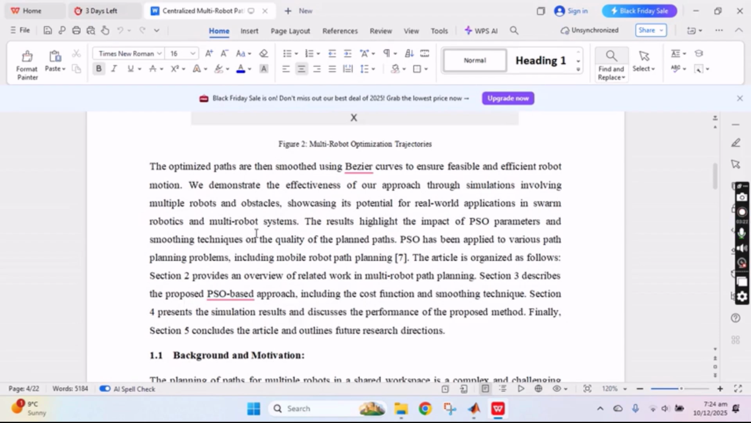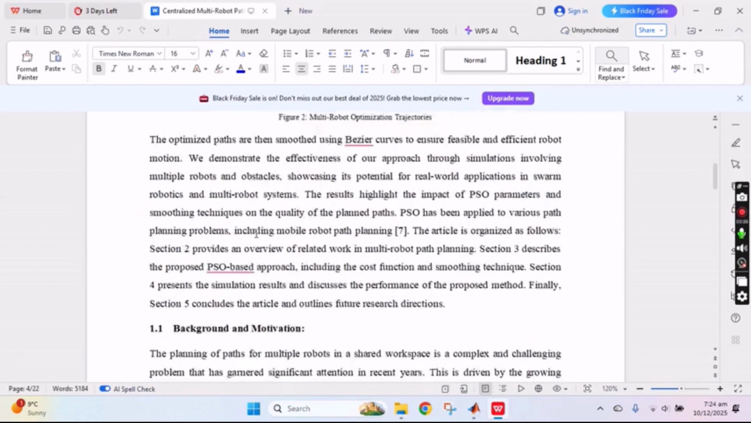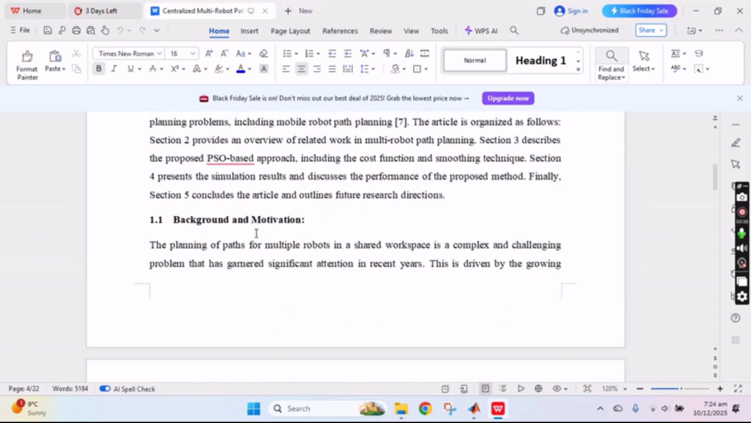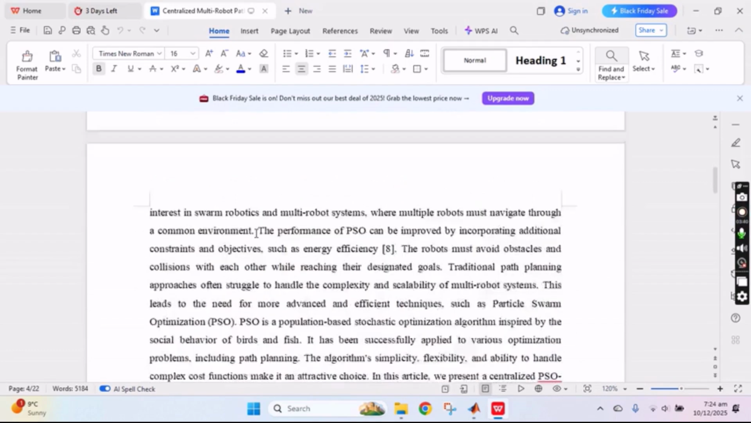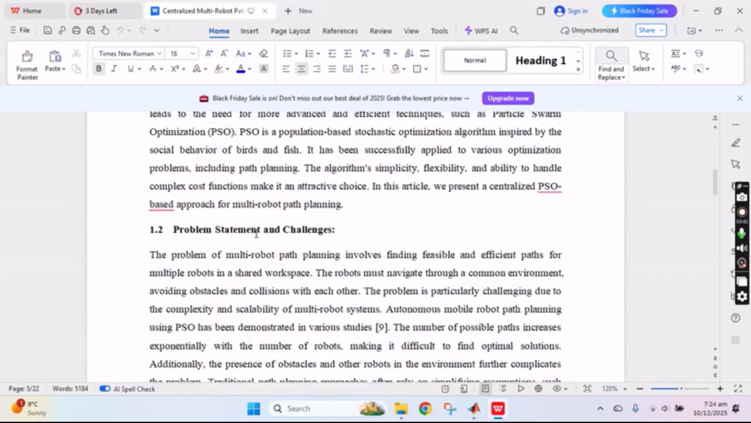One section is provided as the related work in multi-robot path planning, and section 3 proposes the PSO-based approach, and section 4 represents the simulation and results according to our robot which we have developed in MATLAB. So here's the background with the motivation and the problem statement with the challenges.